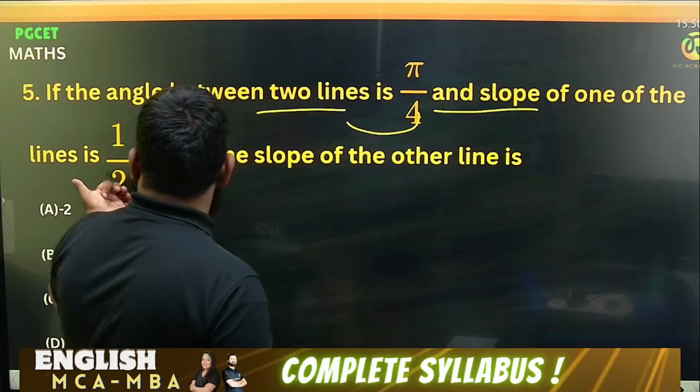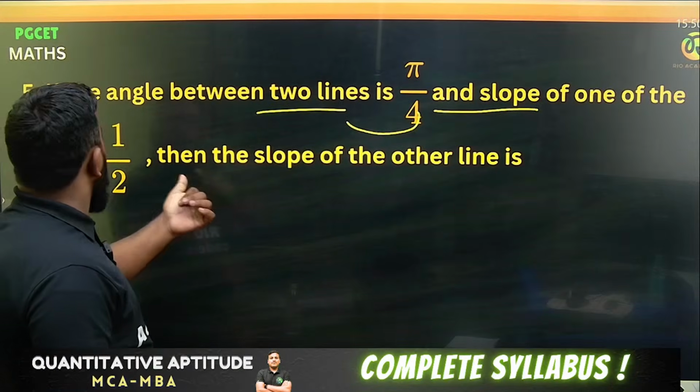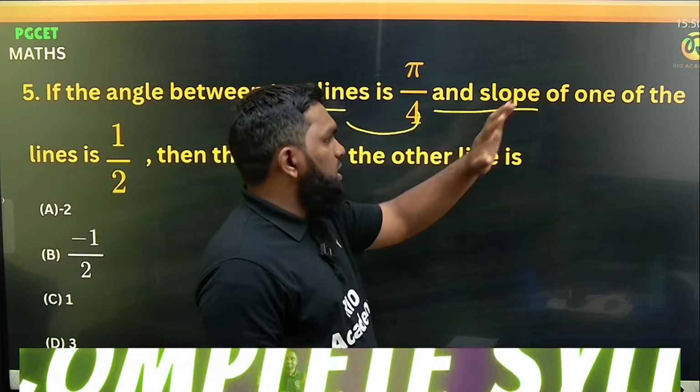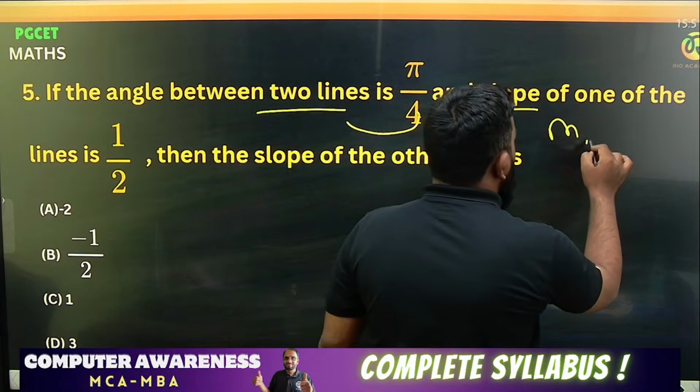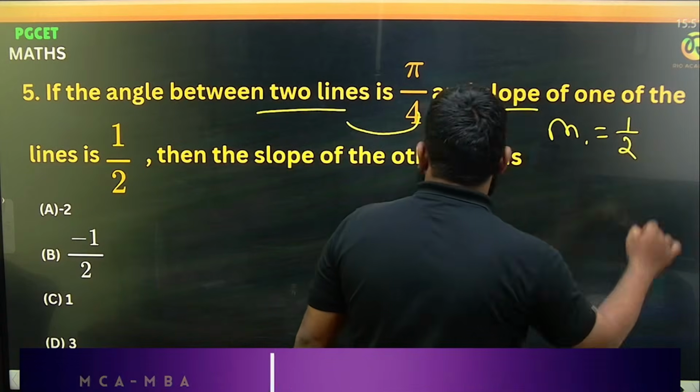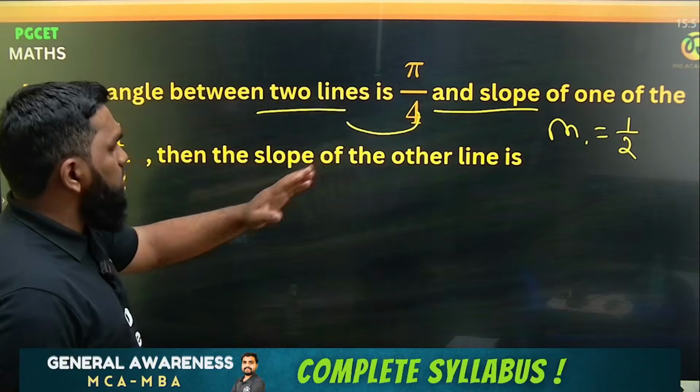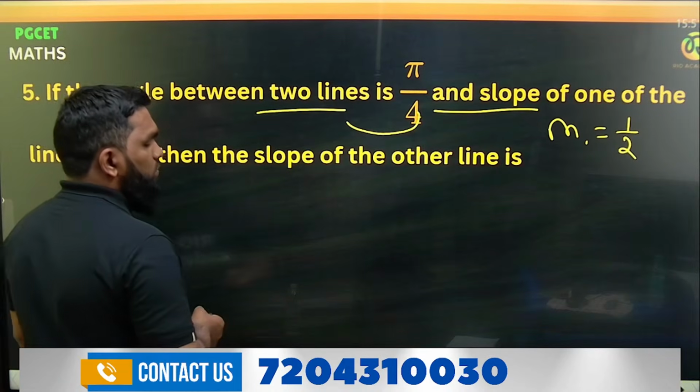One of the lines has slope 1 by 2. One slope is m1, which is 1 by 2. Then we need the slope of the other line.